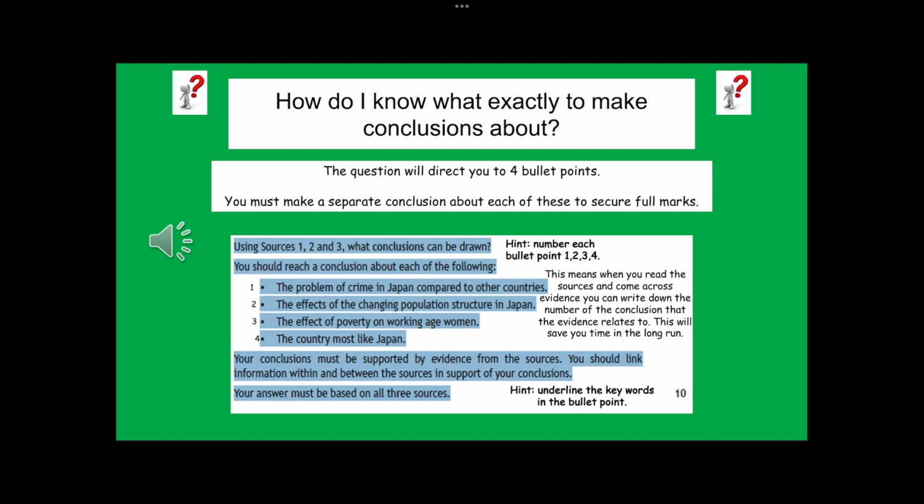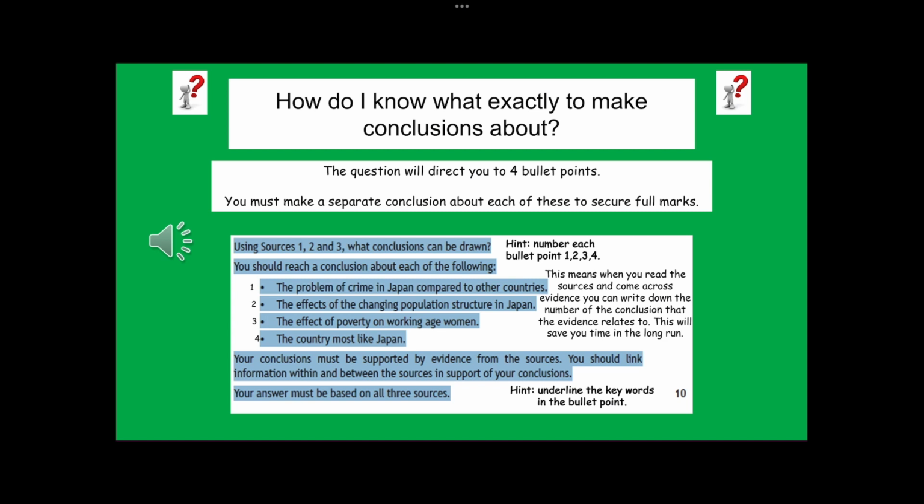It then says you should reach a conclusion about each of the following. First bullet point is the problem of crime in Japan compared to other countries. The second is the effects of the changing population structure in Japan. The third is the effects of poverty on working age women. And the last one is the country most like Japan. It then says your conclusion must be supported by evidence from the sources. You should link information within and between sources in support of your conclusions. Your answer must be based on all 3 sources.